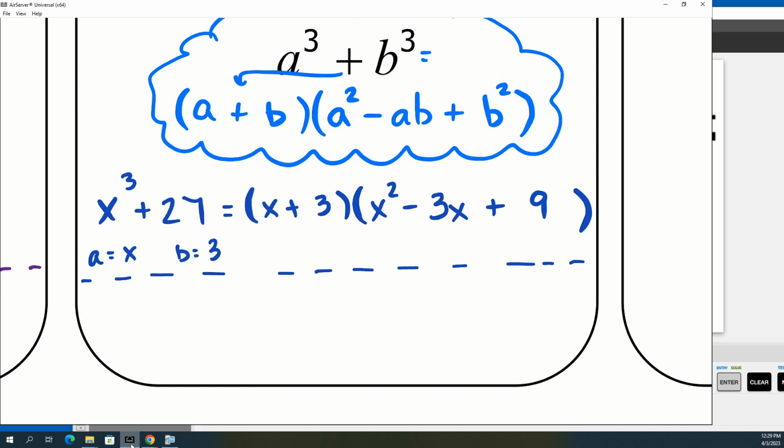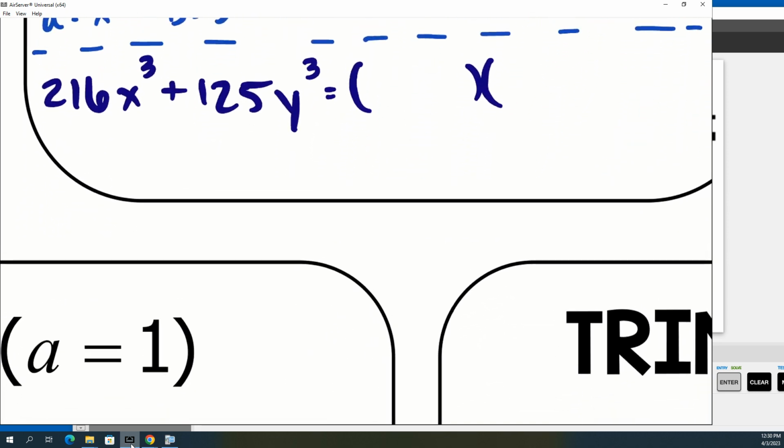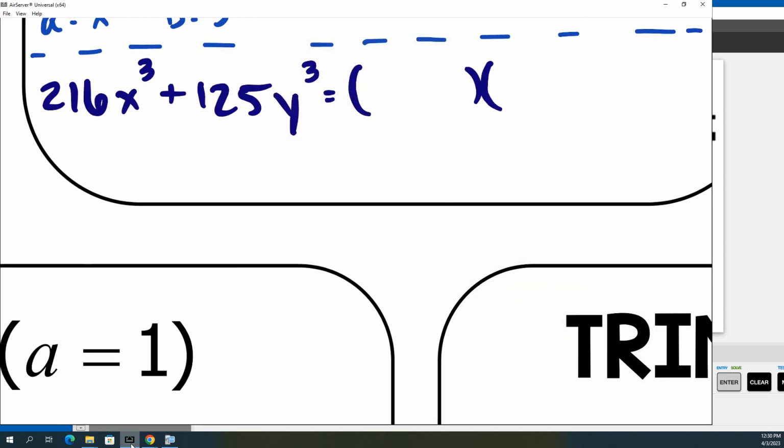All right, now we're going to do one that's slightly more difficult. For the second one, we have 216x cubed plus 125y cubed. 216 and 125 are kind of large numbers. You might not know what their cube roots are, but that's okay because we can just use the calculator.